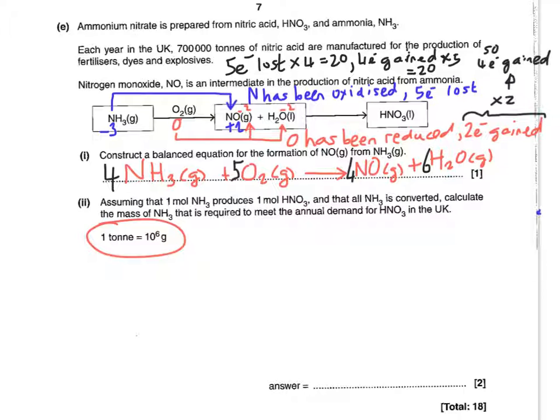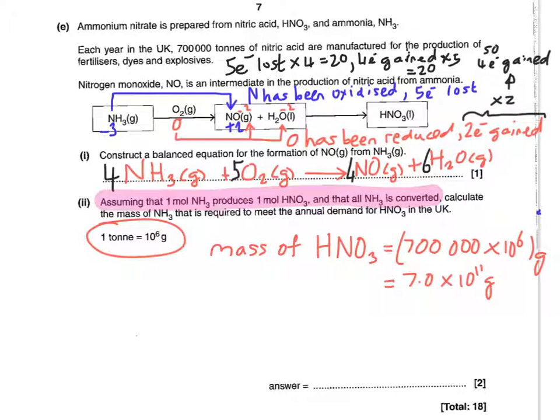So now let's go to the next one. Assuming that 1 mole of NH3 produces 1 mole of nitric acid, and that all the NH3 is converted, calculate the mass of NH3 that's required to meet the annual demand for HNO3 in the UK.